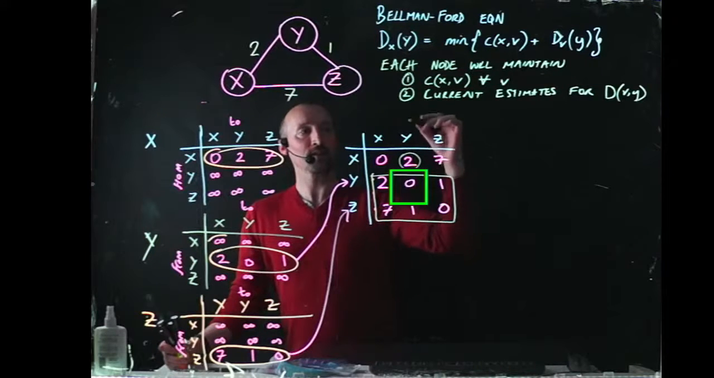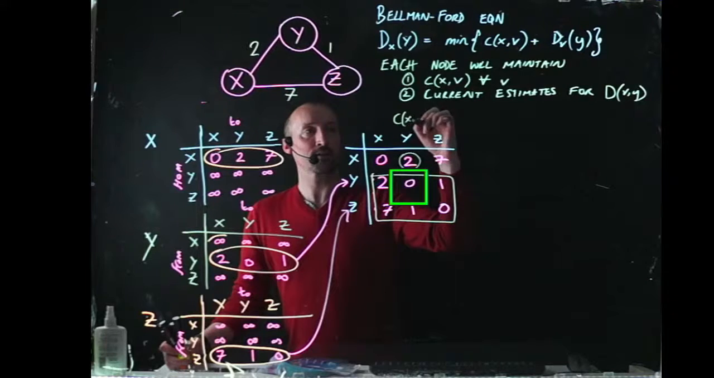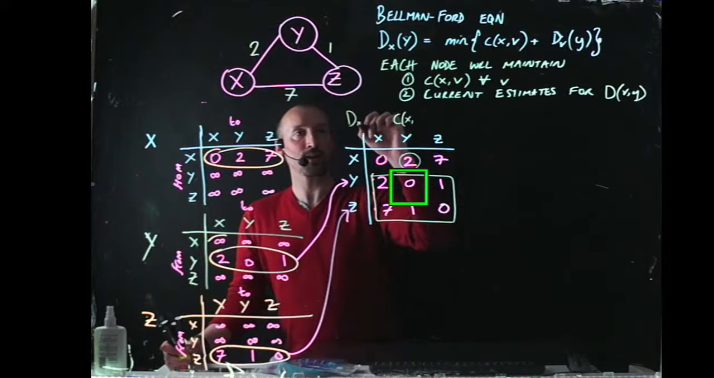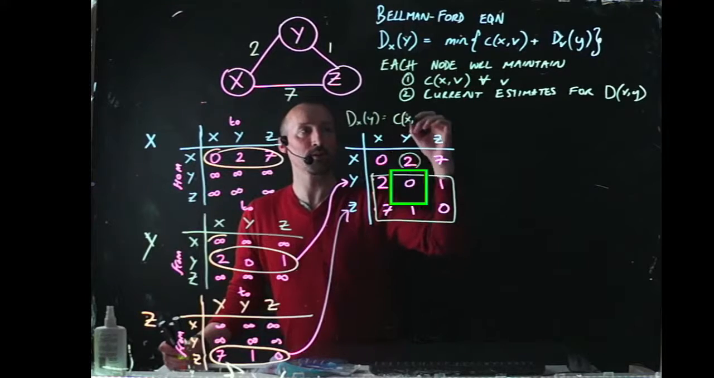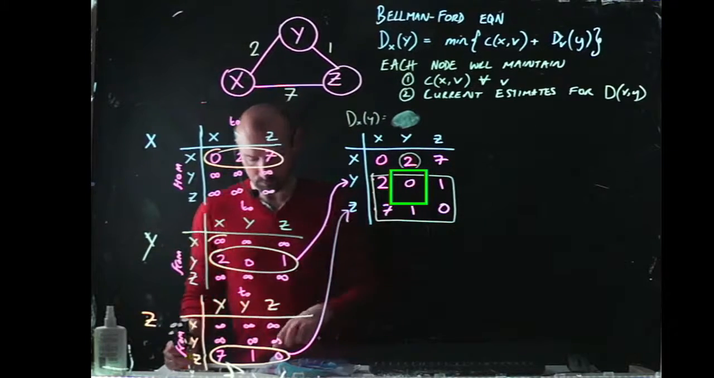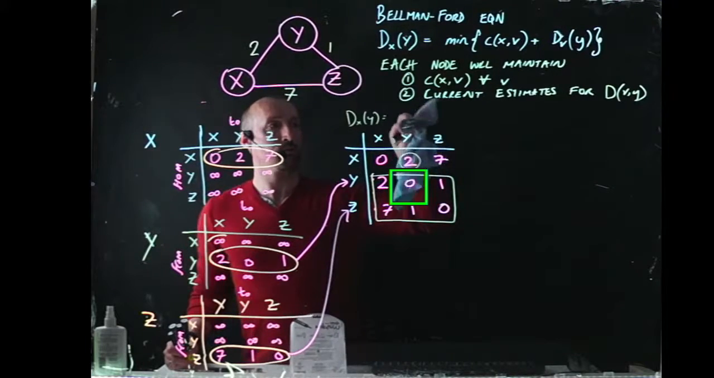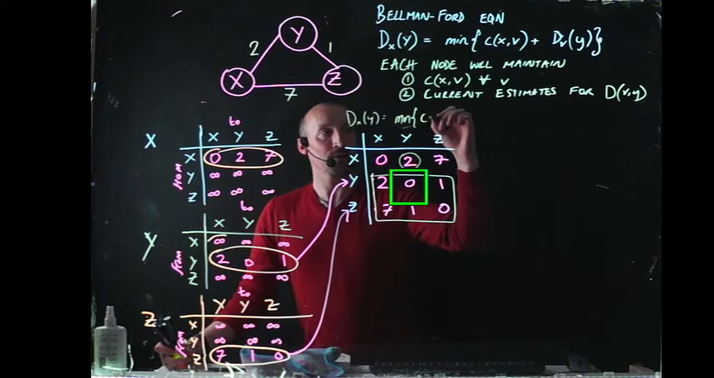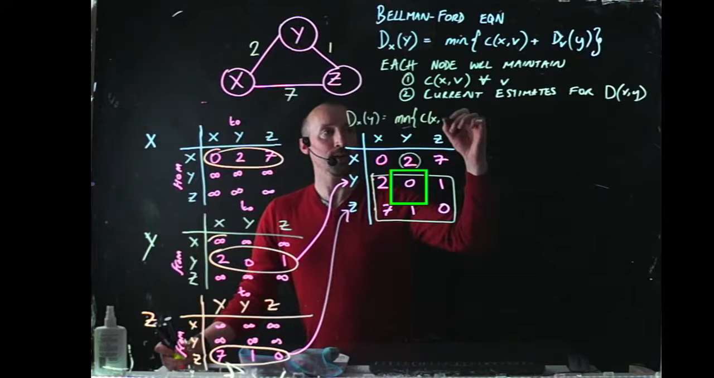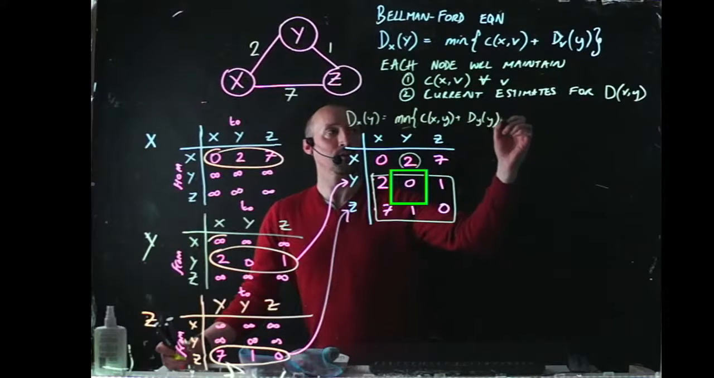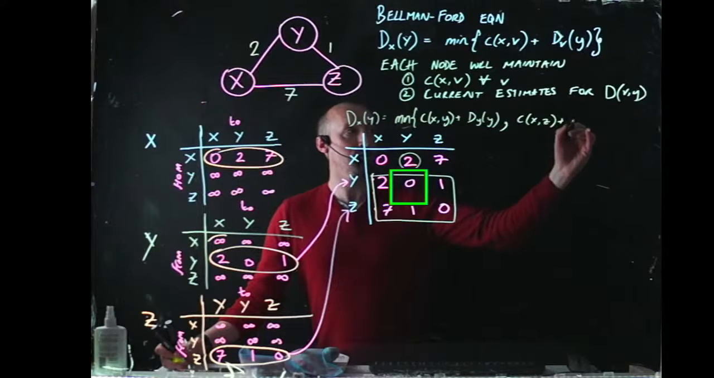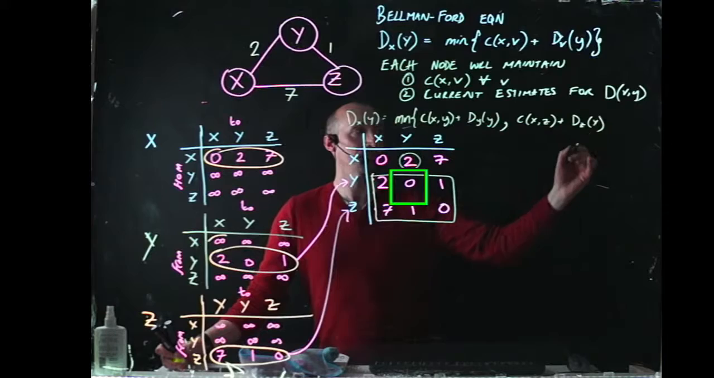Let's check it. The cost to get from x to y is the minimum of 2 possibilities: the cost to get from x to y directly plus the cost to get from y to y, which is 0 obviously, or the cost to get from x to z plus the cost to get from z to y. So it's the minimum of these two things.